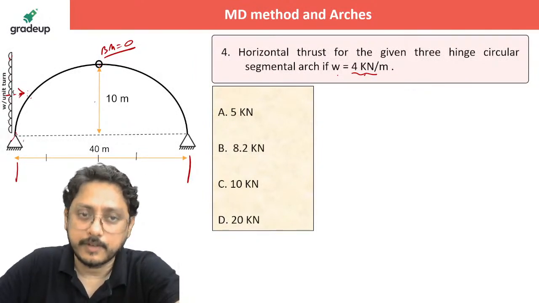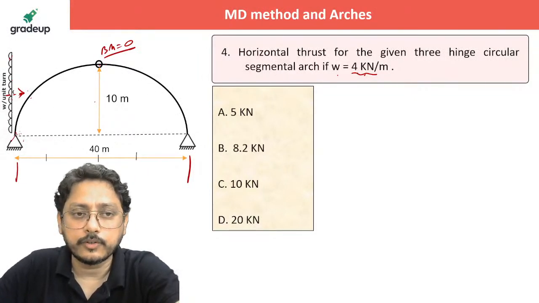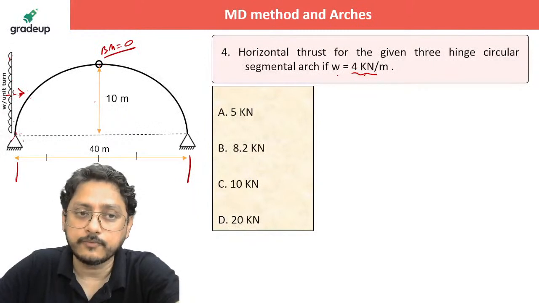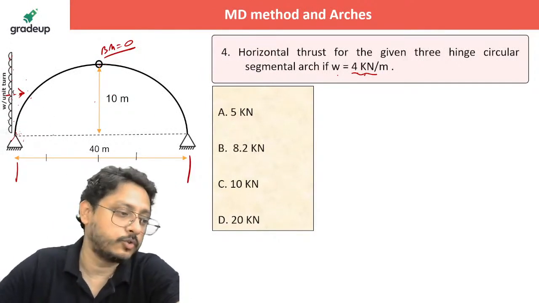That is 5, right? So 20 is acting at 5 distance. So 4 into 10 is 40. 40 is acting at 5, so it will become 200. So the total moment in a clockwise direction is 200.